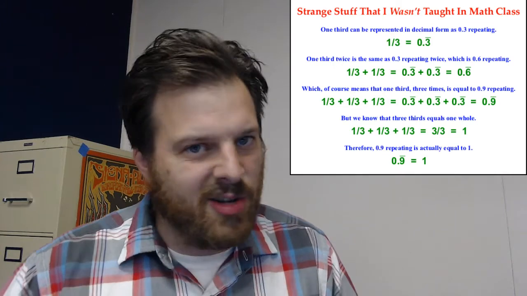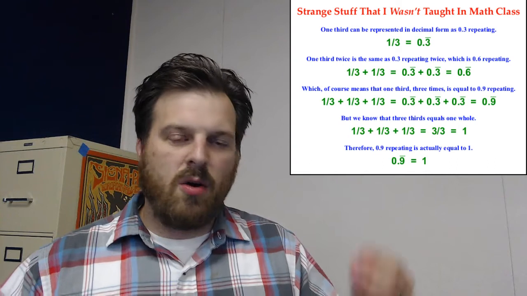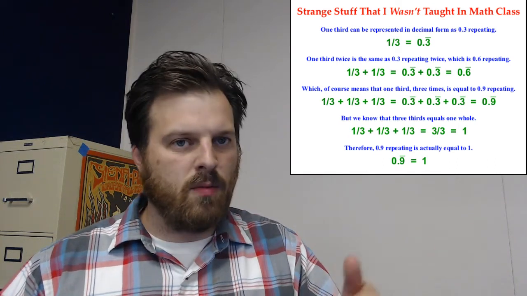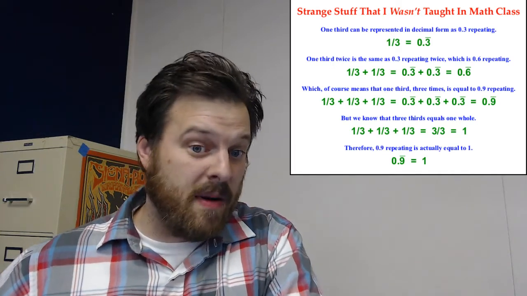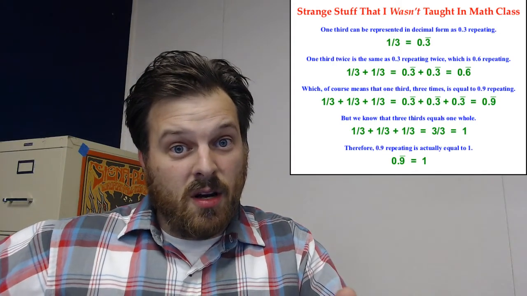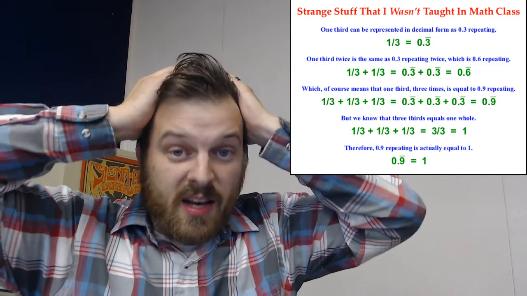0.6 repeating is 2/3. 2 divided by 3 equals 0.6 repeating. 1 divided by 3 is 0.3 repeating. And 0.3 repeating plus 0.6 repeating equals 0.9 repeating. And 1/3 plus 2/3 equals 1. So it's crazy. 0.9 repeating equals 1.